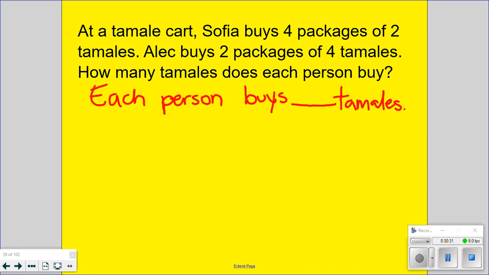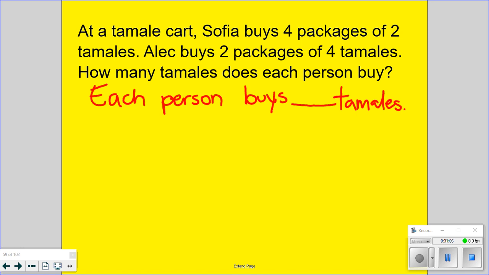Sophia buys blank tamales. Alec buys blank tamales. That question is not asking how many they buy in all. It wants to know how many each person buys. Is it okay if I say buy instead of buys? Yeah, that's fine. Gia? Okay. Sophia and Alec buy blank tamales. As long as we have that word each in there, not total, that'll work. Okay? So far, so good?